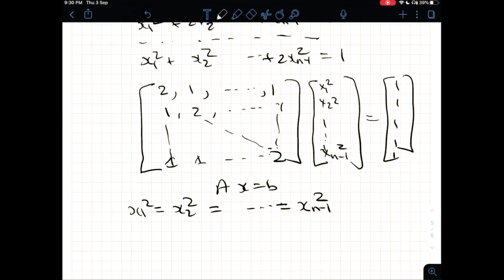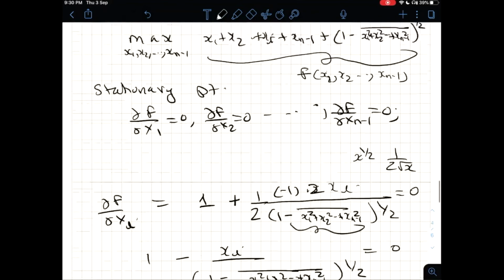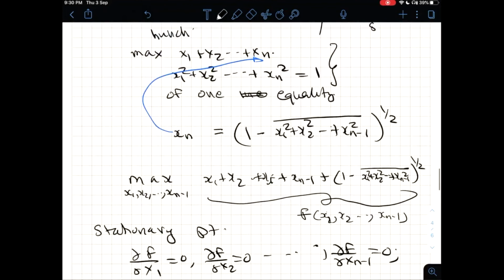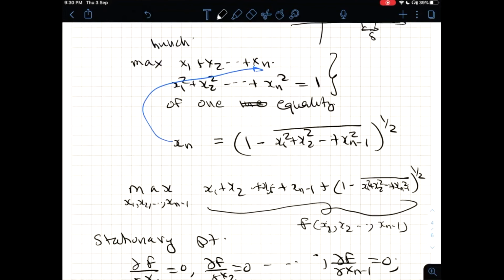You can easily say that. And I am going to add one more thing, that this should also be equal to xn square. Why? Because in this case, I eliminated the variable xn from the equality constraint and substituted it in the objective function. I could have done it for any variable. I could have done it for x1 also.